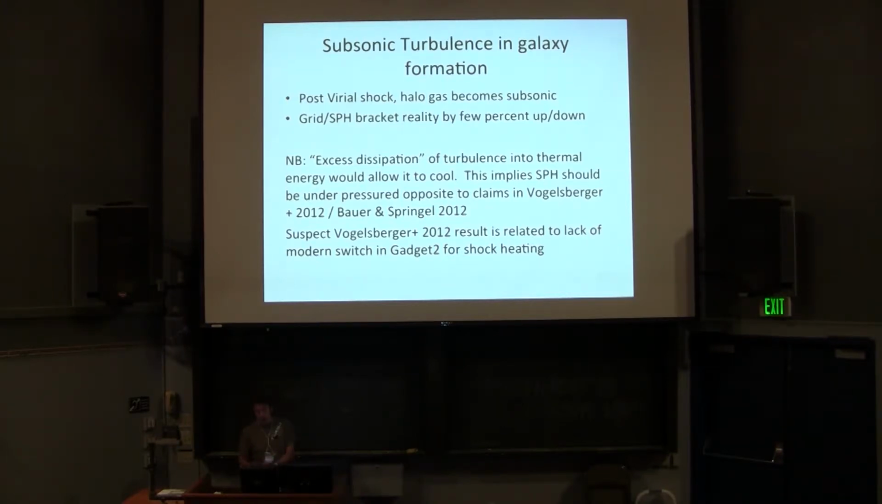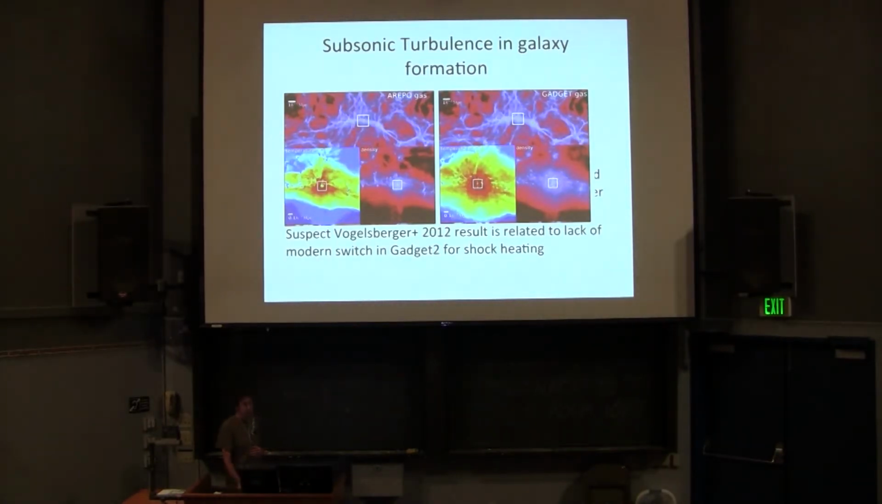Now, recently, there have been some papers, including Vogelsberger and Springel, and they've been making these comments that SPH is dissipating too much, and they think that this is the source of a result in some of their galaxy simulations. However, I would argue that what they're seeing is not a result of excess turbulent dissipation, but actually because Gadget doesn't have any of the modern shock capturing switches.